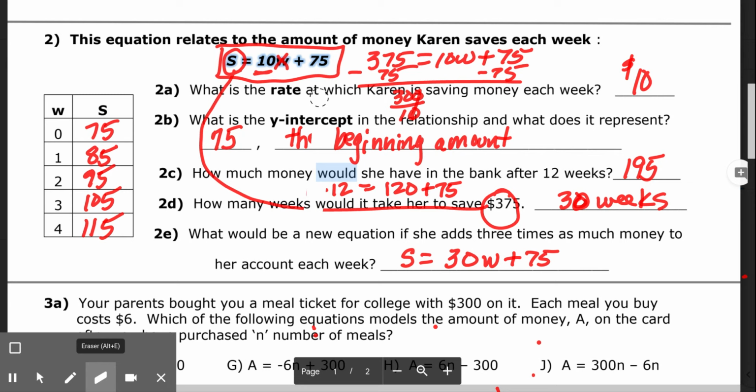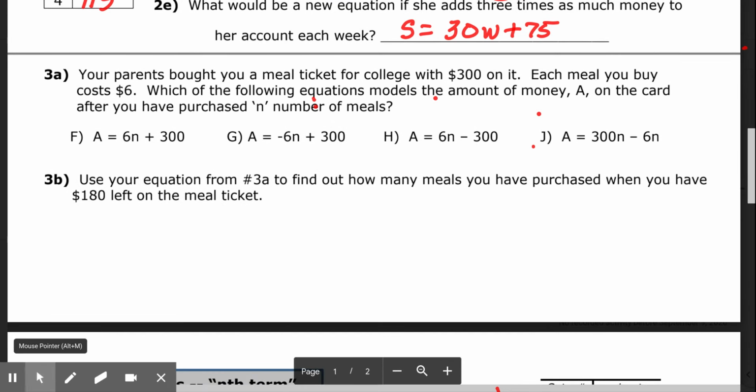All right, let's go on to 3A. It says your parents bought you a meal ticket for college with $300 on it. Each meal you buy costs $6. Which of the following equations models the amount of money A on the card after you have purchased N number of meals? There's $300 on it to begin with, not $300 per purchase, a flat $300. So that is a positive 300. This one is negative 300, so we're going to X that out. And this has 300 per N, which is the number of meals. Can you imagine spending $300 per meal? That is not the situation.